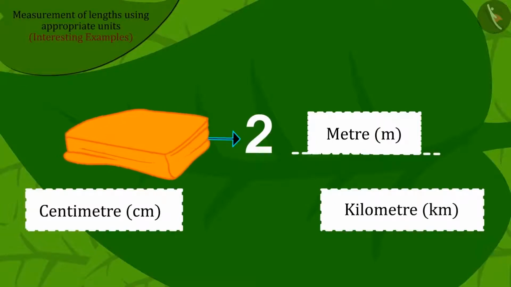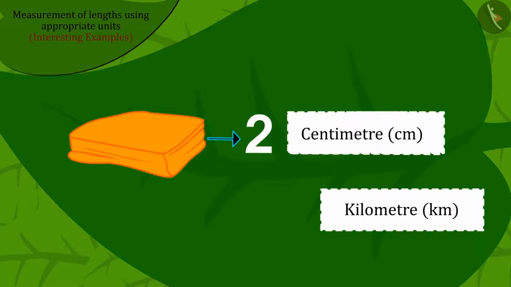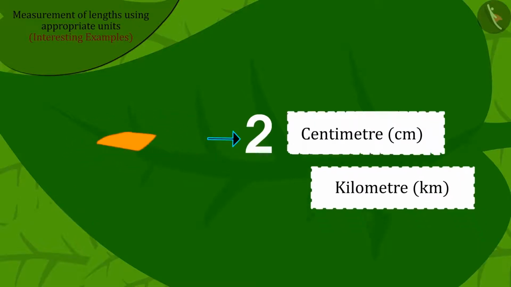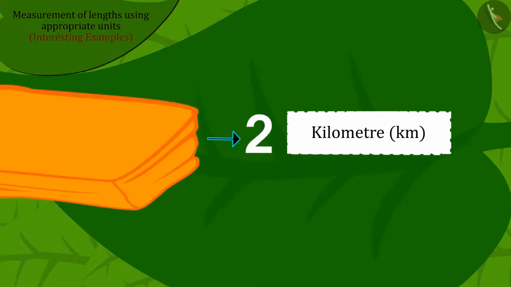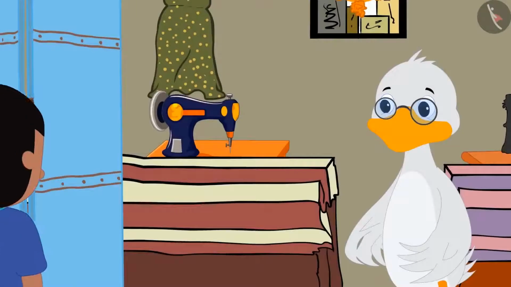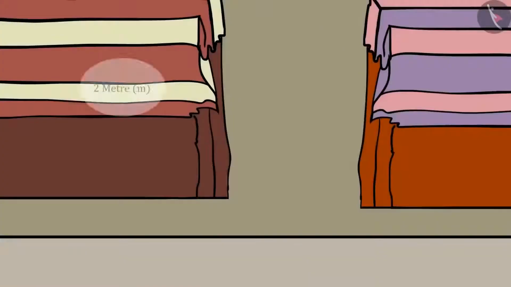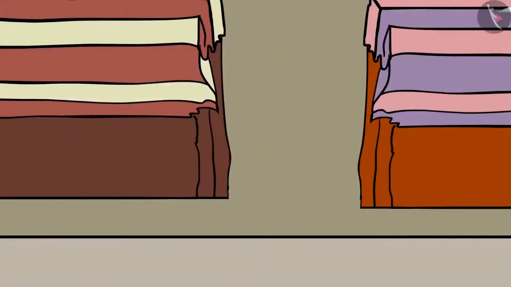Raju should use meter for the piece of cloth for his father's shirt, because 2 centimeter would be too short and 2 kilometer would be too long. Raju immediately reached the uncle's shop and bought a 2 meter long cloth for his father.